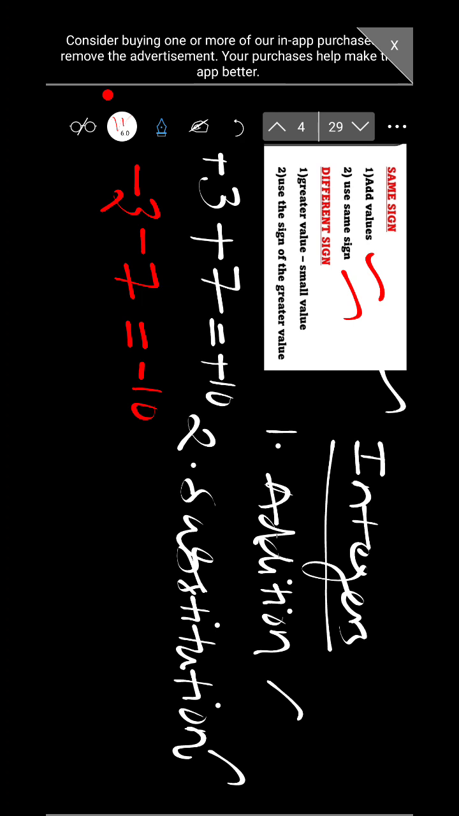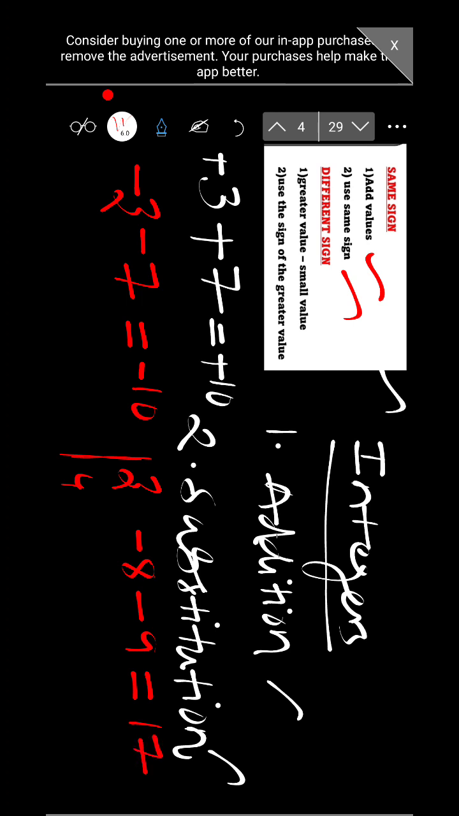So first example you understood, right? So I will take the third example, then you will clearly understand. So if I take -8 and -9, they have the same sign. So if it is the same sign, we need to add the values. So 8 plus 9 will be 17.